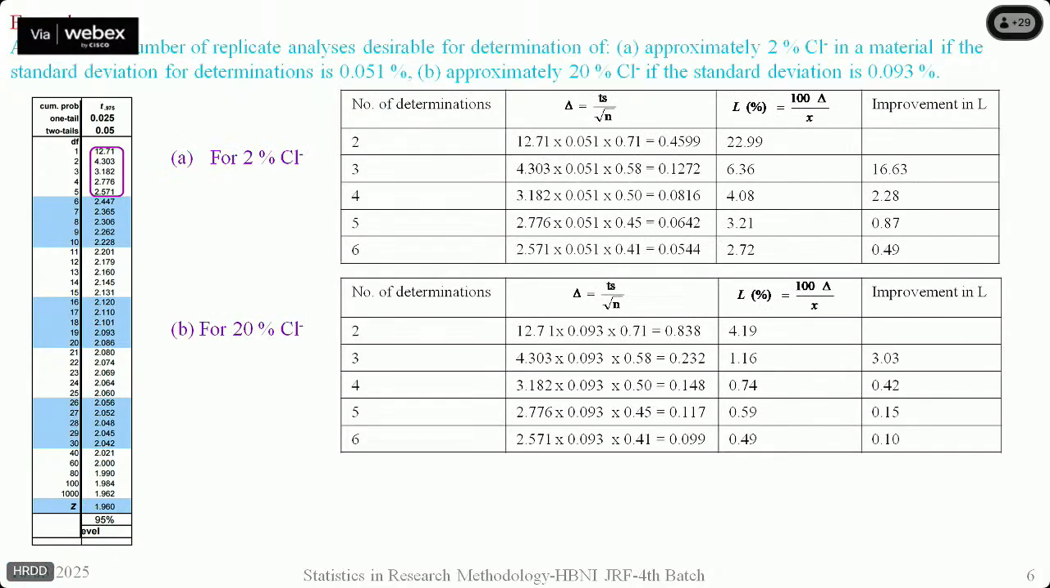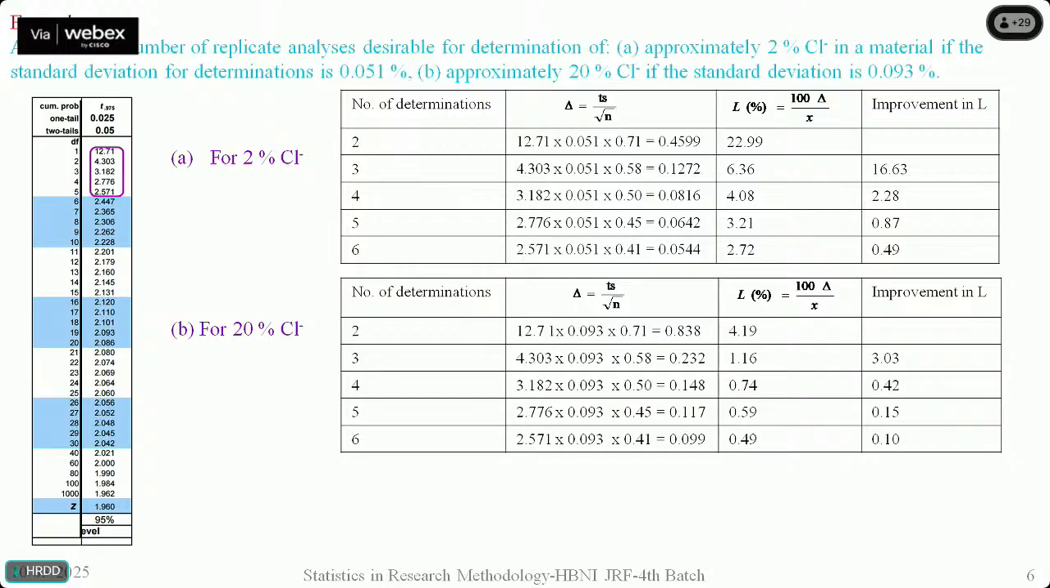So if you calculate the delta value and further the reliability interval, it will be from the previous equations only. The same equations are given here also. This is to give you an idea for the first part, A part, where the concentration is 2%.